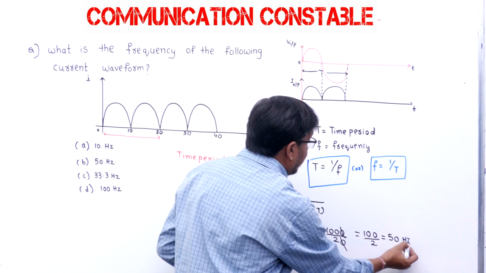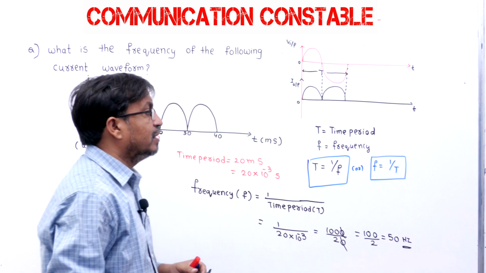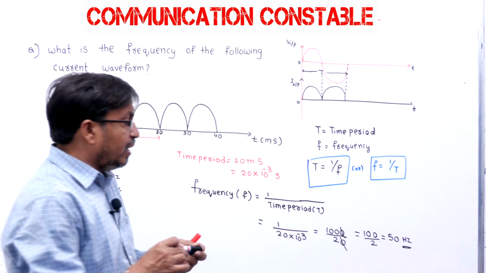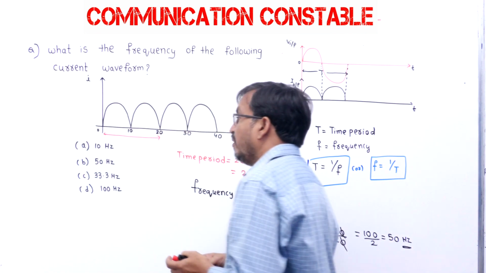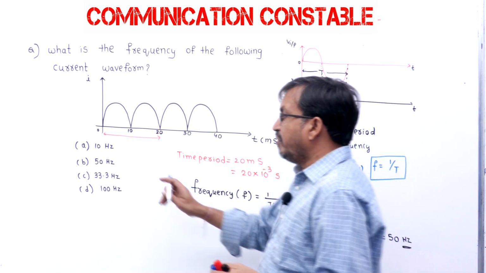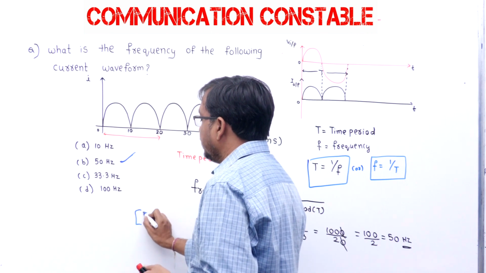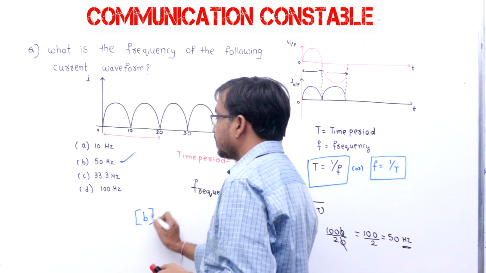What is the unit of frequency? Hertz. Therefore the answer is 50 hertz. What is the answer here? The answer is 50 hertz. So in our four options A, B, C, D, 50 hertz is option B. Therefore option B is correct.